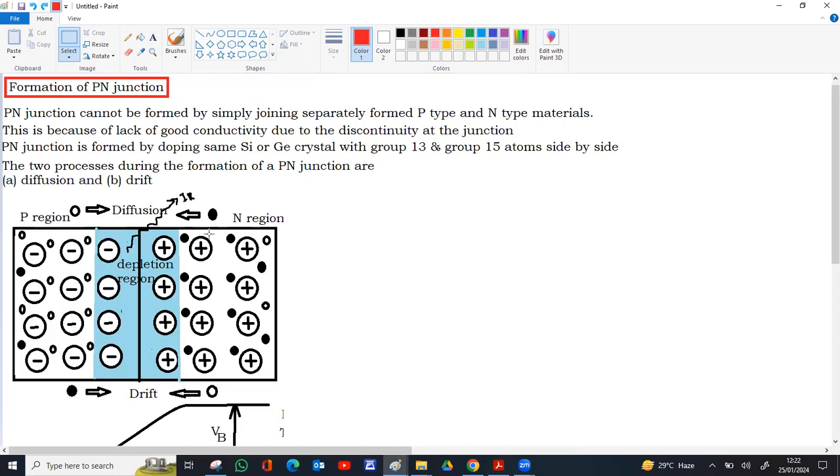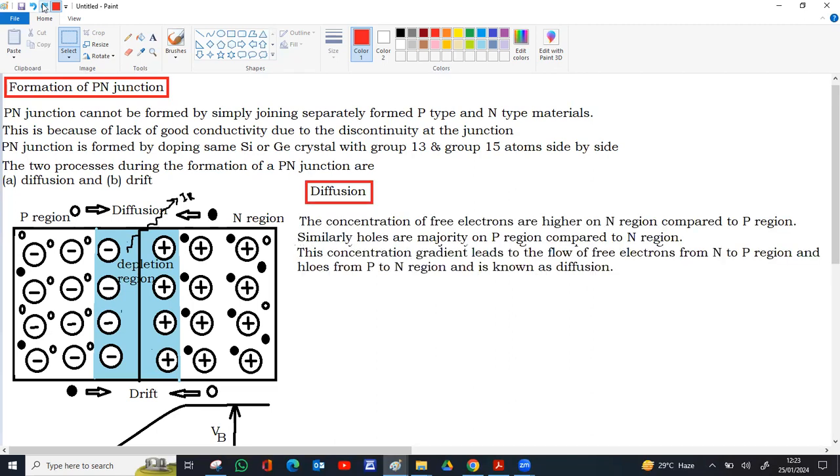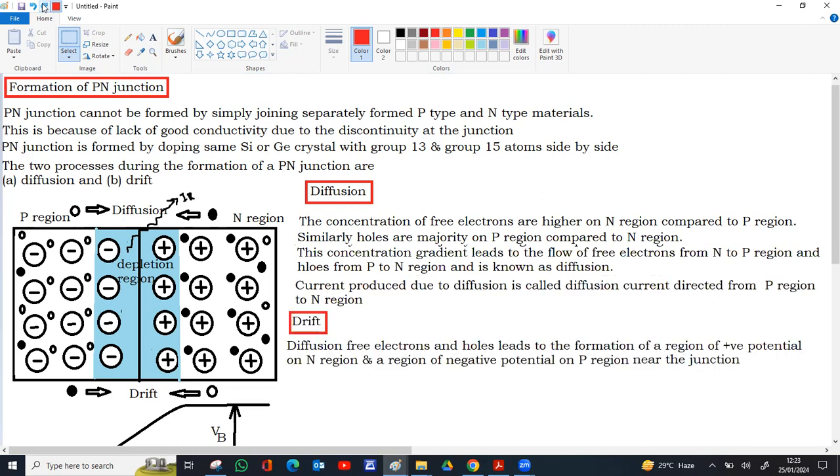This is what we discussed just now. The holes, due to higher concentration, move towards the lower concentration region, the N region, and the free electrons from the N region move towards the P region. That's called diffusion. And here you can see a layer of positive ions on the N region, negative ions on the P region, and this recombination releases infrared radiation. The same process that we discussed.